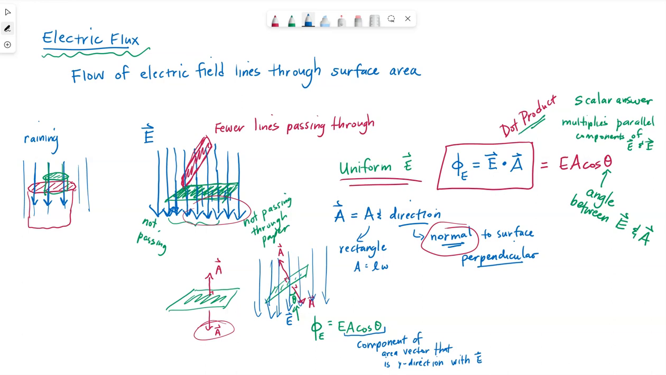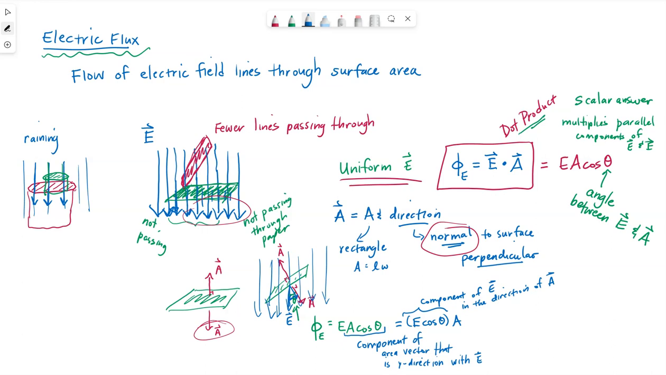We can also think of it as the electric field broken down into a component that lies along the area vector and a component that lies perpendicular to it. In that case, that would still be the E cosine theta. So we could say E cosine theta times A. This would be the component of the electric field in the direction of the area vector. Either way, it means the same thing.